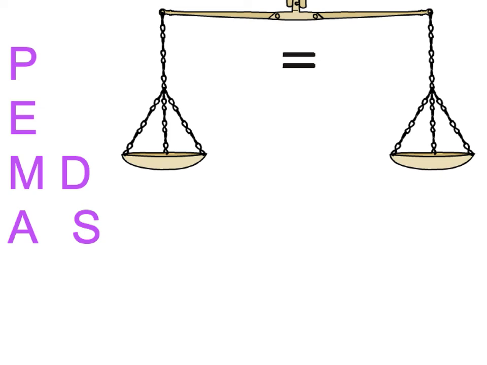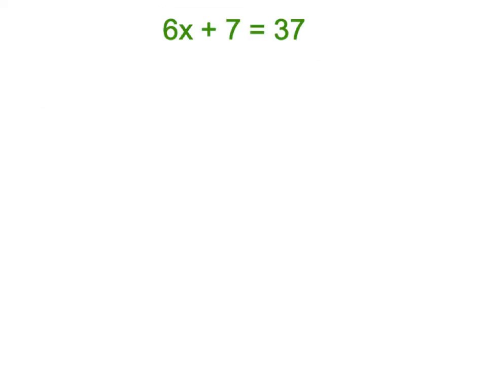So the opposite of multiplication is division. The opposite of division is multiplication. Opposite of addition is subtraction. Opposite of subtraction is addition. Then we go through a couple practice problems.